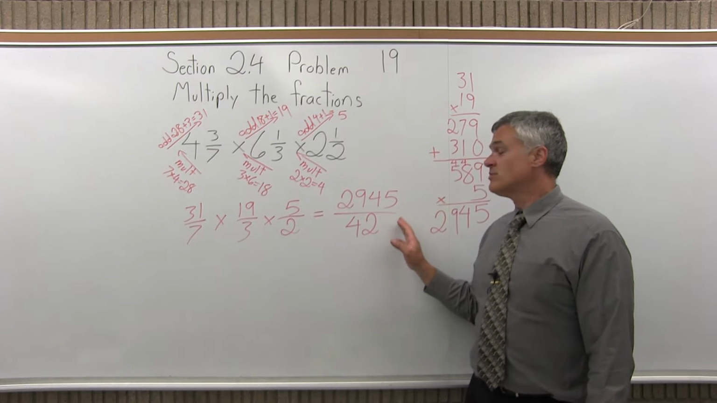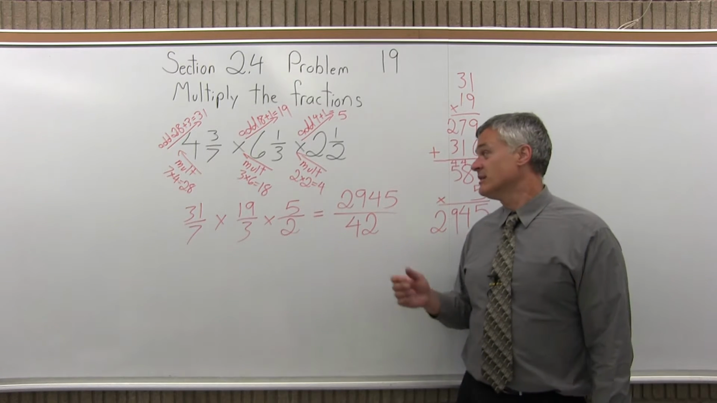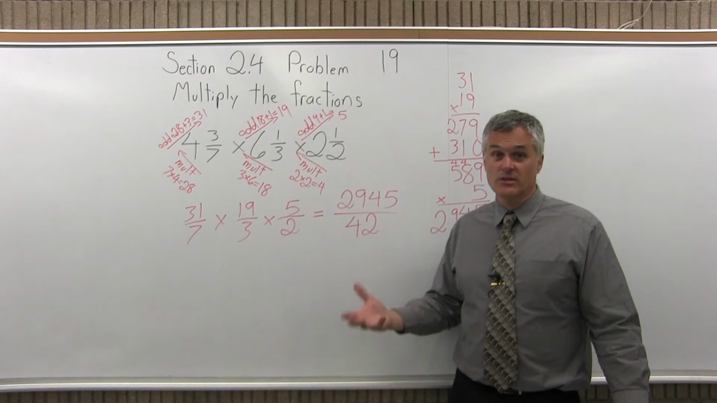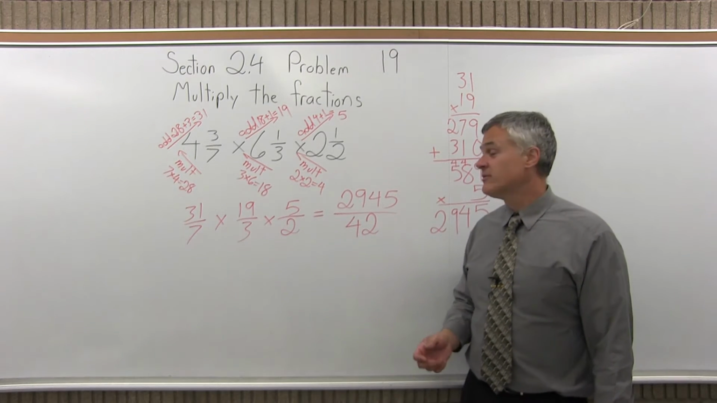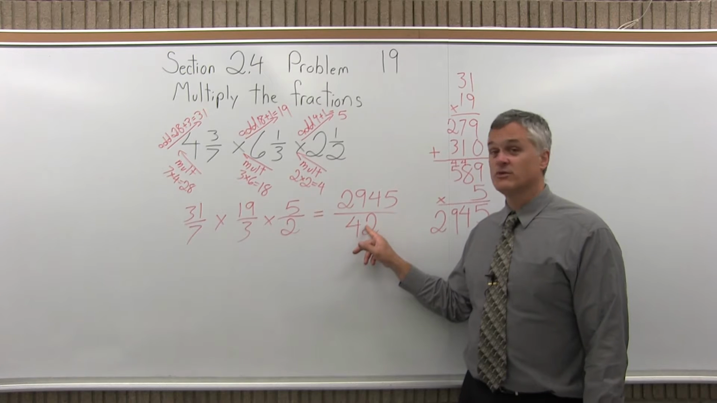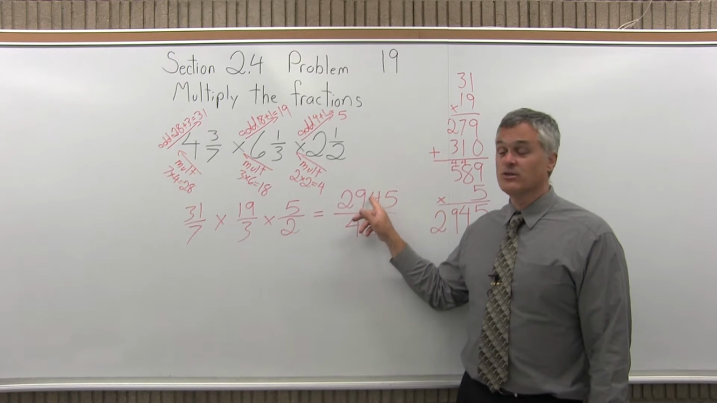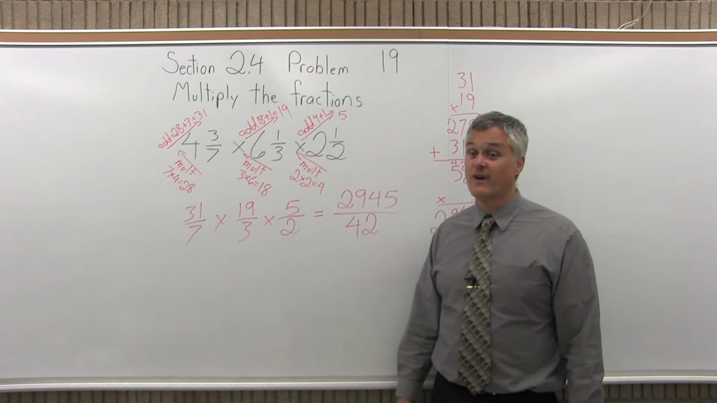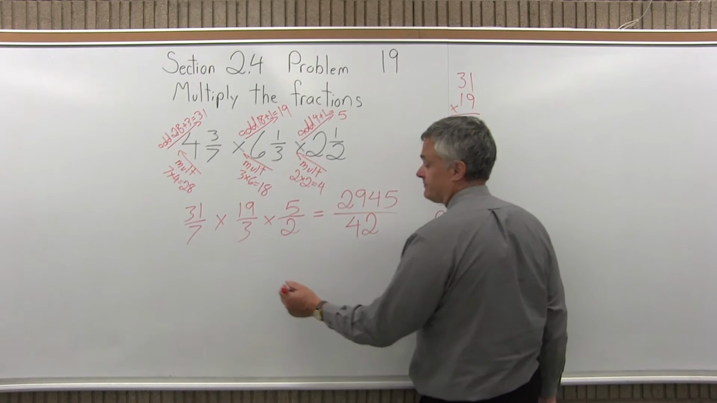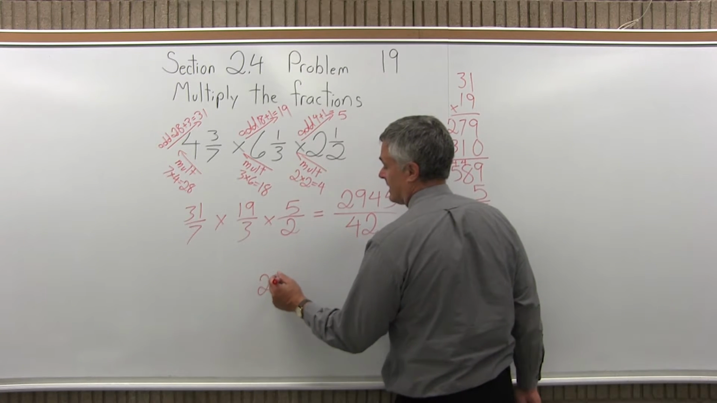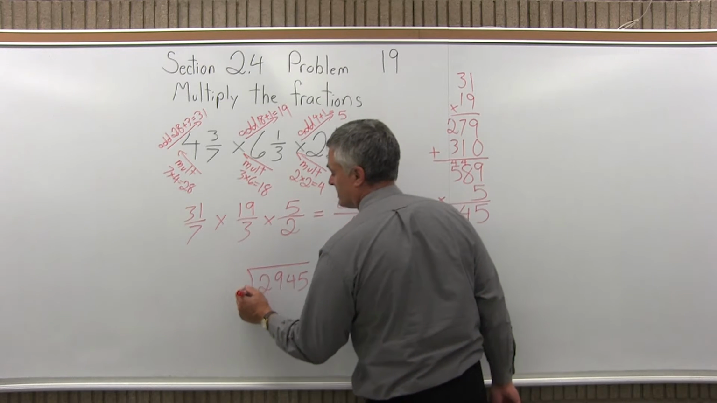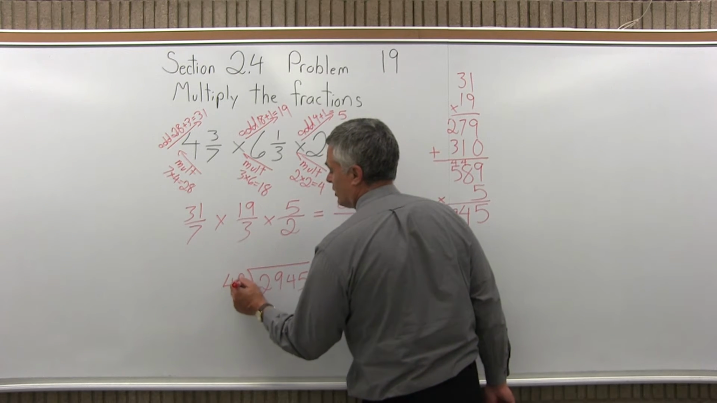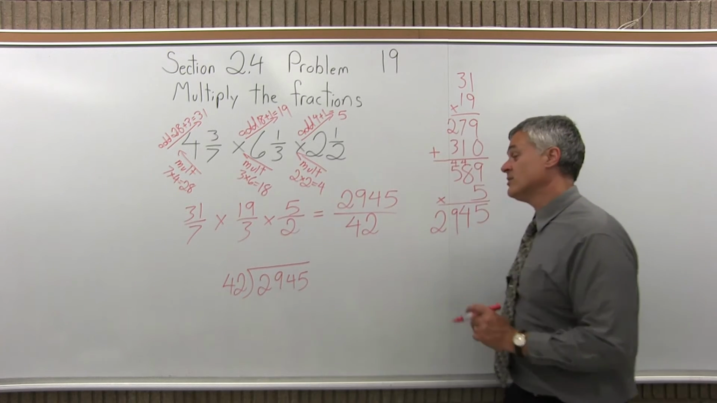And if the directions for the problem don't specifically state that you can't leave it as an improper fraction, then that's good. You're done. Now, if the directions state that you cannot leave it as an improper fraction, what you have to do is see how many times the 42, the denominator, will divide into the numerator of 2,945. So, let's see what we get. 2,945, and we will see how many times the denominator of 42 will divide into it.